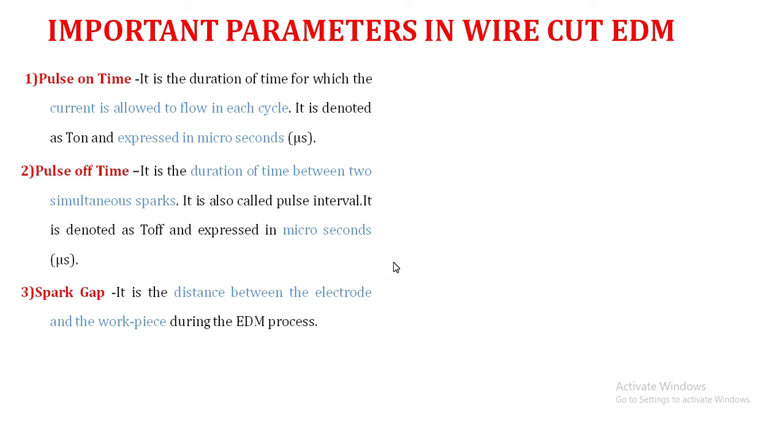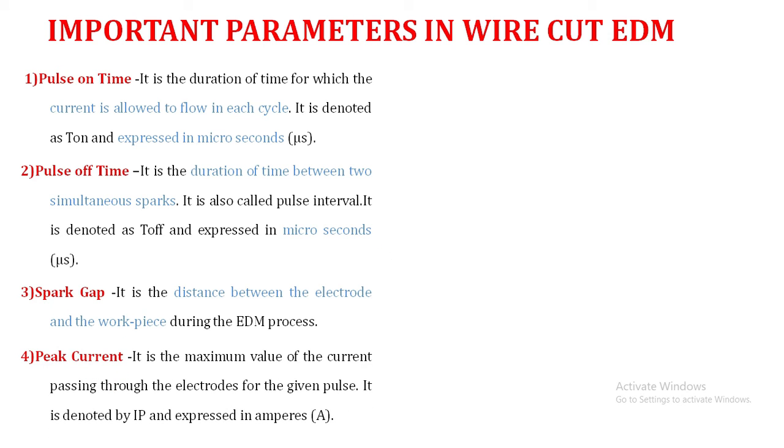Next one is the spark gap. It is the distance between the electrode and the workpiece. It is very important to maintain the spark gap between the workpiece and electrode. Then and only then can you produce a proper spark in that region. If you unnecessarily increase the gap between the electrode wire and the workpiece, no spark will take place. If the wire is unnecessarily close to the workpiece surface, in that case also no spark will take place. So a proper spark gap is a very important parameter in a wire EDM process.